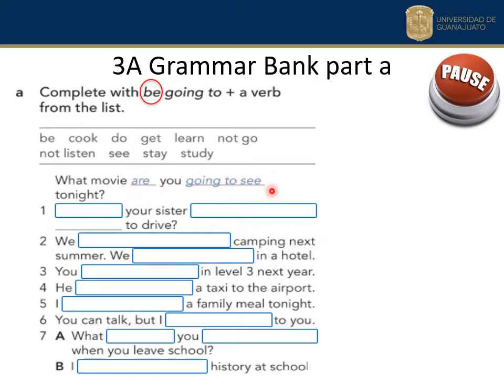¿Ok? El verbo no se modifica, el verbo principal aquí sería sí, el auxiliar es going to, y lo único que cambia es el verbo to be, que es parte del auxiliar, ¿ok? Recuerden que aquí los auxiliares es be, going to, estas tres palabras, pero la única que va a cambiar es be, dependiendo del sujeto. Okay, so right now you can pause the video so you can complete this activity.